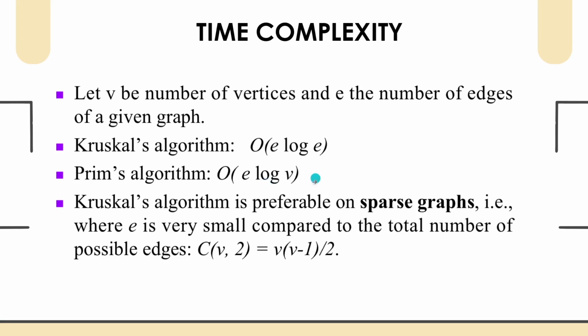So, in short, to arrive at a conclusion of when to use Prim's algorithm and when to use Kruskal's algorithm: if your graph is a sparse graph, then in that case Kruskal's algorithm is preferable. We call a graph a sparse graph provided the number of edges is small when compared to the total number of possible edges. So, for a sparse graph, Kruskal's algorithm is the best choice, and for a dense graph it is better that we use Prim's algorithm to find the minimal spanning tree.